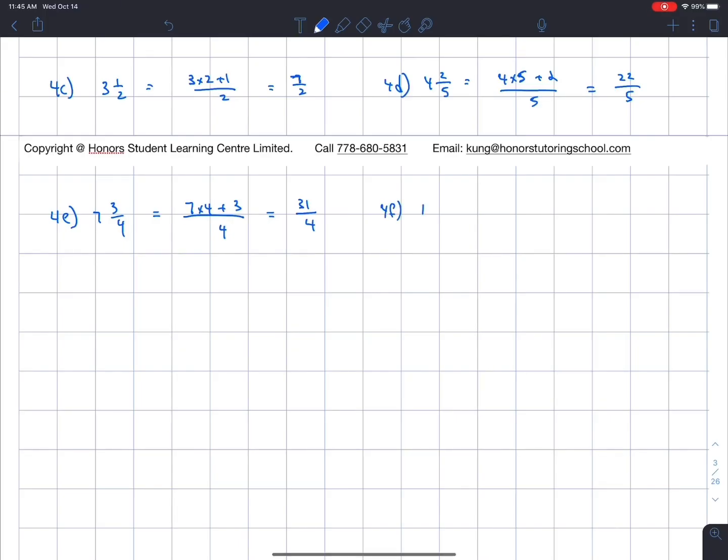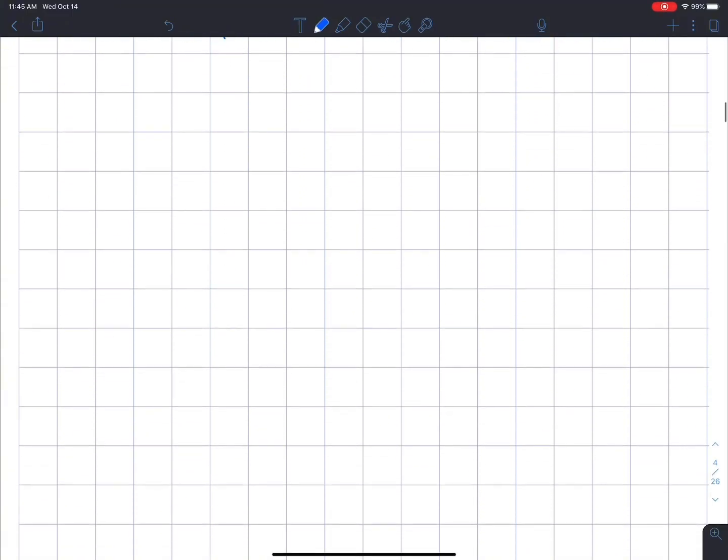For F, 1 and 19/20. So 1 whole, each whole has 20 little pieces, and then we add the numerator 19 over the same denominator 20. 1 times 20 is 20. 20 plus 19 is 39. 39/20 would be our answer. For G, 5 and 4/5. So we have 5 whole times the denominator 5 plus the numerator 4 over the denominator 5. 5 times 5 is 25. 25 plus 4 is 29.